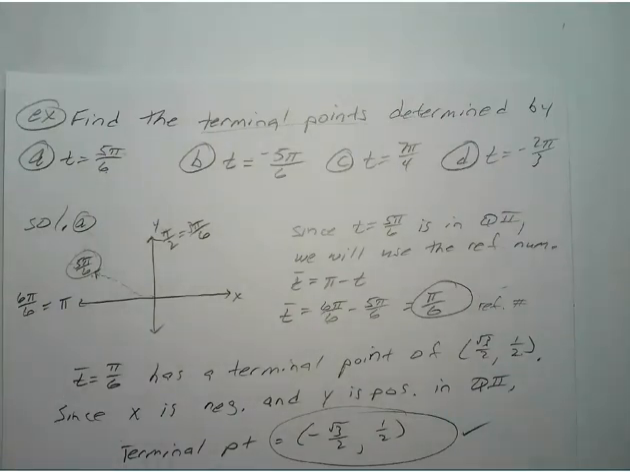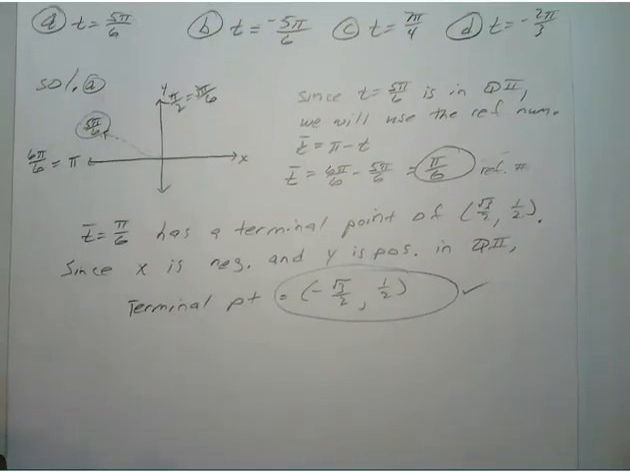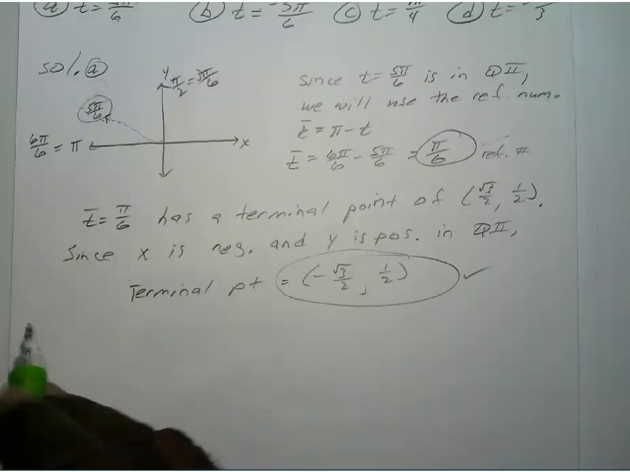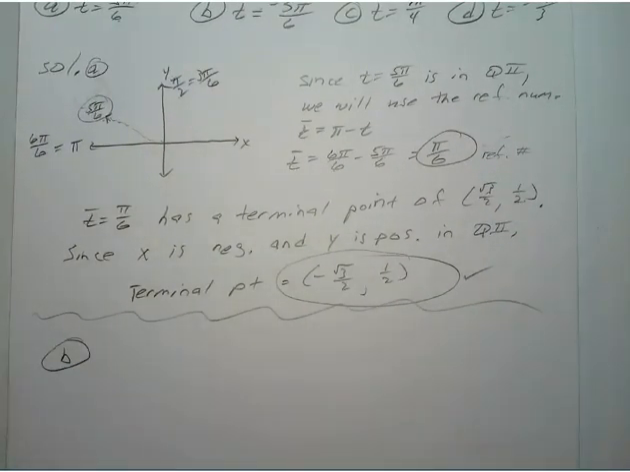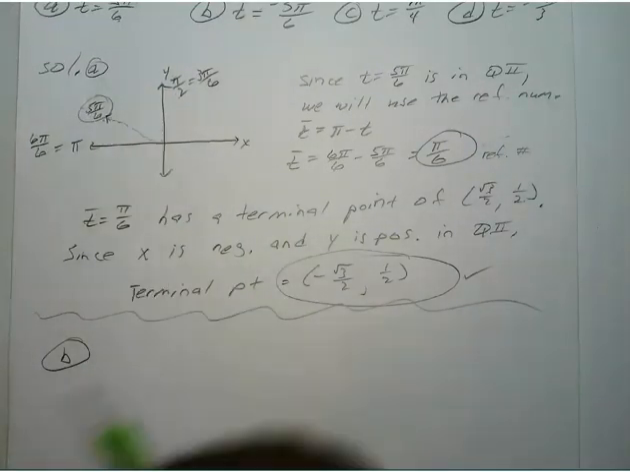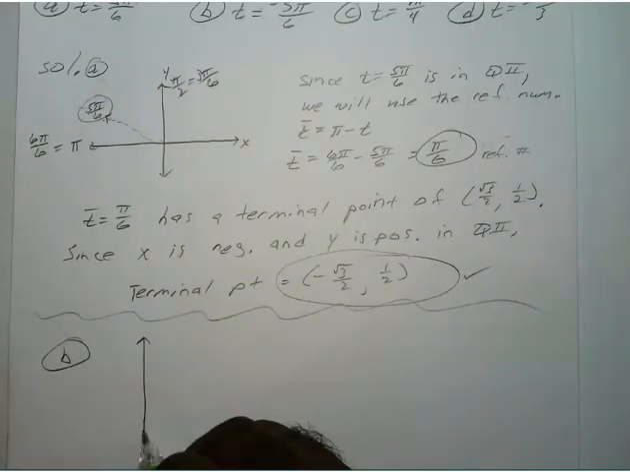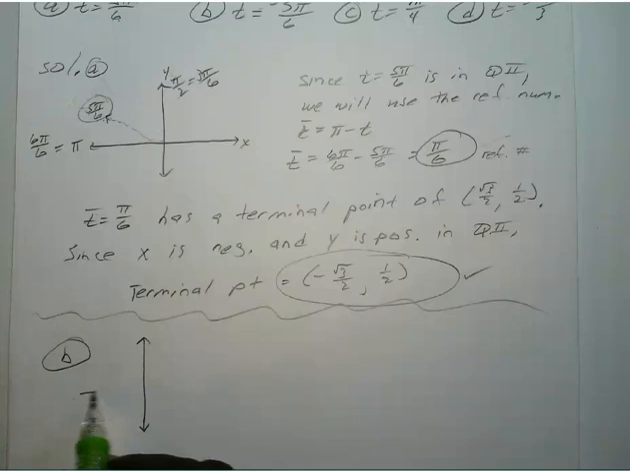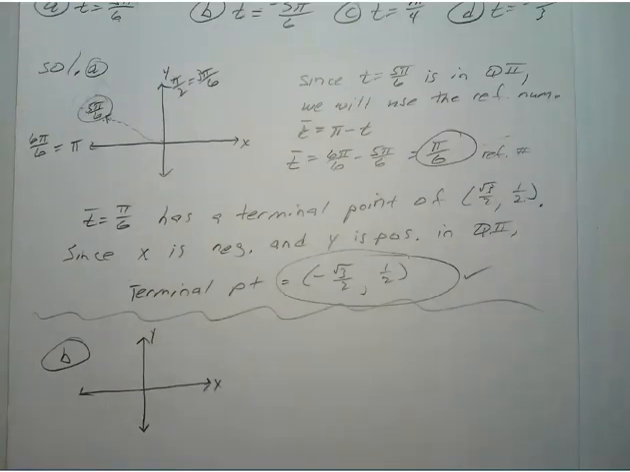All right, so we're going to go ahead and move on to B. You can kind of separate that a little bit. Okay, so once again, we go ahead and draw a little bit of a graph there. So we have our x and y axis there. So we have our x and we have our y there.